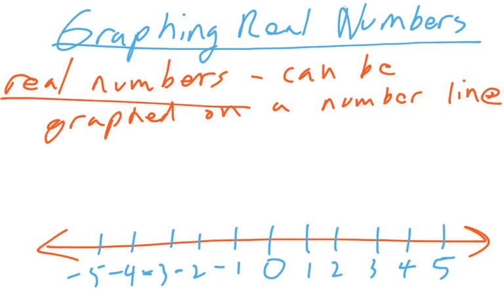Okay? So real numbers are numbers that can be graphed on a number line, and we could add to that definition a little bit. Real numbers are numbers that can be seen or used in everyday life. But for today's purposes, real numbers are numbers that could always be graphed or represented on a number line.